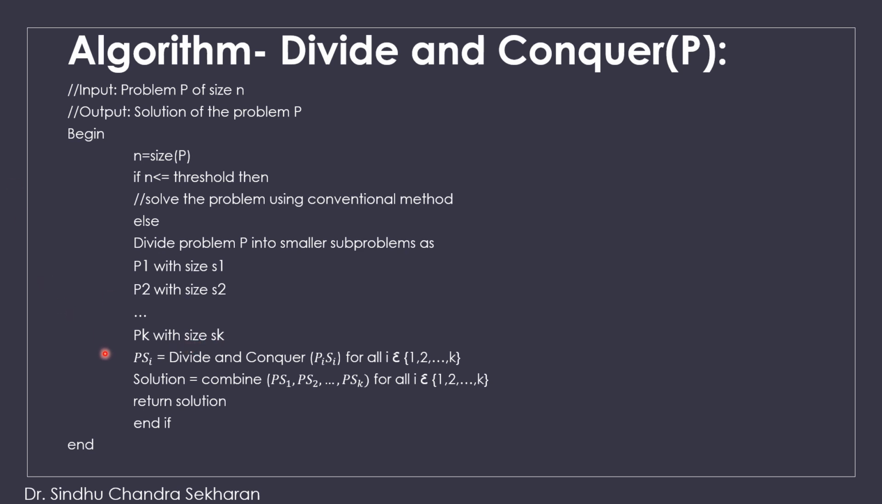Now, as I divide the problem, I will have to find the solution. For every sub-problem, I'm going to repeatedly use the divide and conquer strategy, and then I'm going to find the sub-solution of all these sub-problems. Once that is done, I'm going to combine all the sub-solutions and make it as my solution. So this is the algorithm for divide and conquer strategy for a problem P of size n.